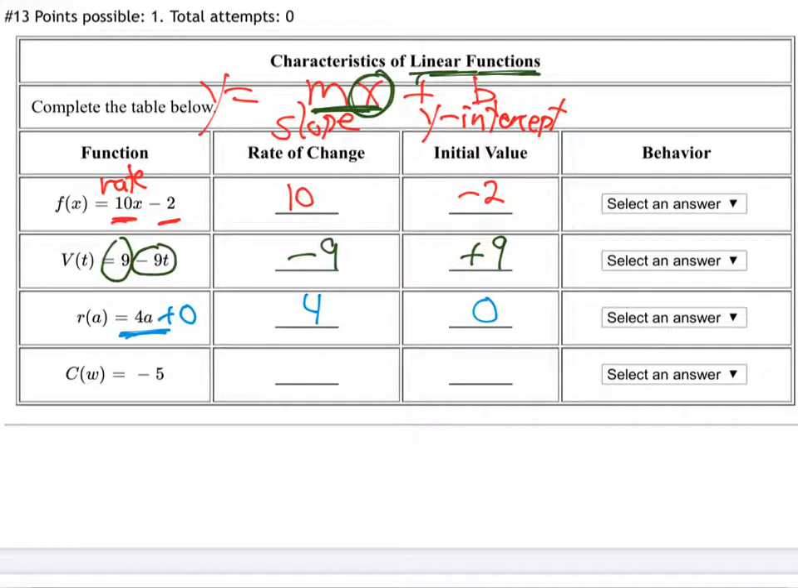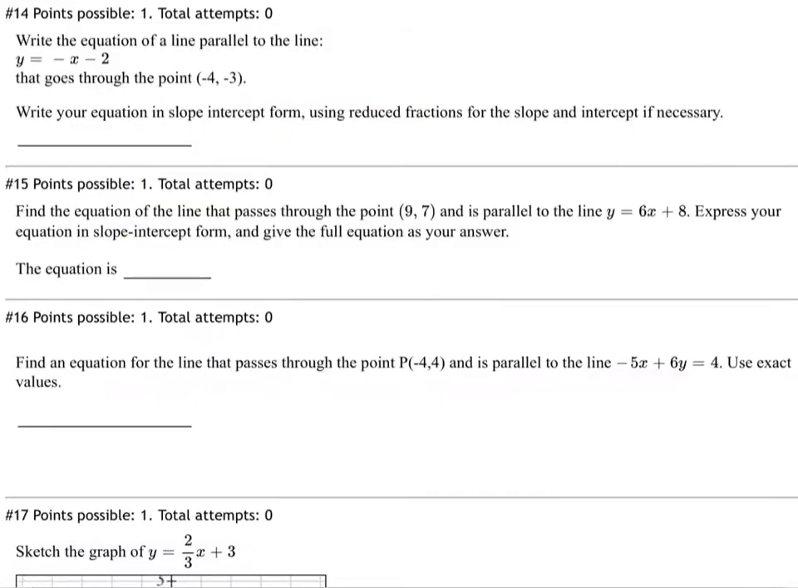And then the last one on this part, the rate is 0 and minus 5. Yeah, because there's no variable there, so there's nothing next to x. But the minus 5 is the initial value. That good? All right, I'll rapidly move on.